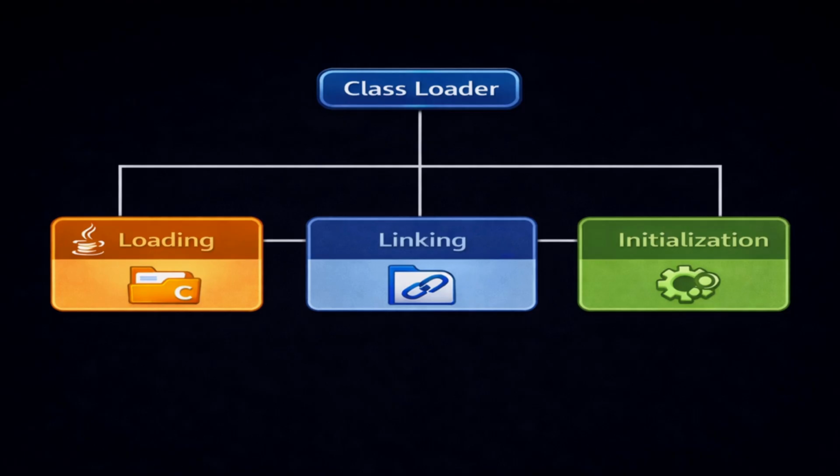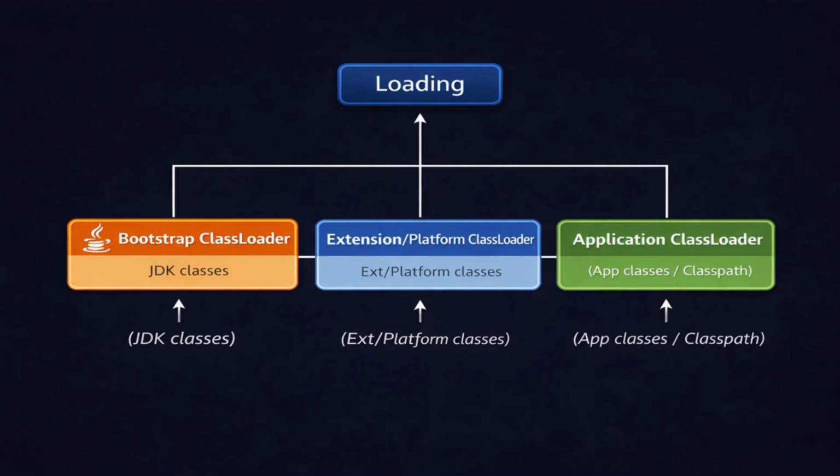Now the class loader process is categorized into three phases: loading, linking and initialization. Let's see each of them. First, let's see what is loading. Loading is a process where the class loader reads the bytecode .class files and brings the class's definition into JVM memory. Loading is also categorized into three types: bootstrap class loader, extension or platform class loader, and application class loader. Now let's see each of them in detail.